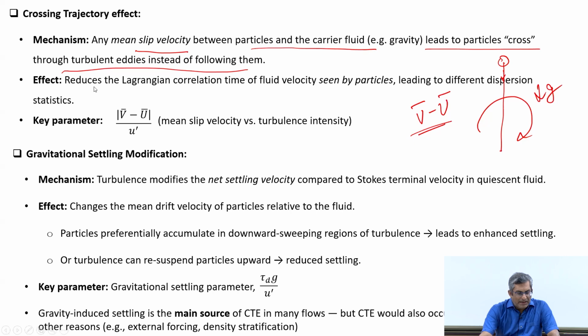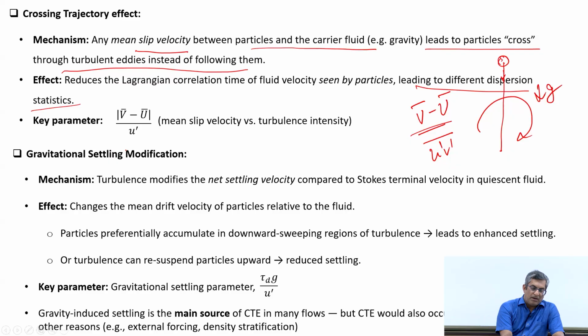Its effect is that it reduces the Lagrangian correlation time of the fluid velocity seen by the particle. Because of this effect, if you calculate this correlation, it will be low because the particles are now not responding to the surrounding flow. Accordingly, this leads to different dispersion statistics. What we see here is only considering one particle, but if you have many particles, then it will affect the dispersion characteristics.